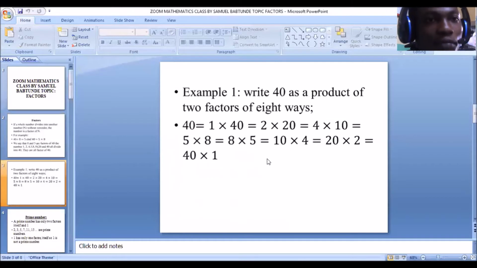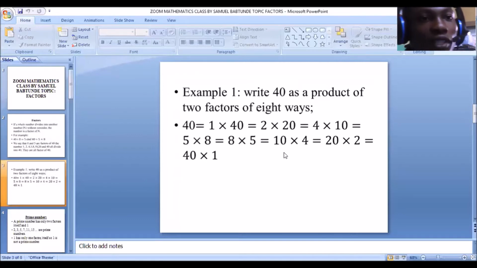Now, I have an example here. I say write 40 as a product of two factors in 8 ways. Now, this question already tells you that there are 8 ways by which you can write 40 as a product of 2 factors. Remember, I said a factor is a number that can divide into another number n without any remainder. So, write 40 as a product of 2 factors in 8 ways.